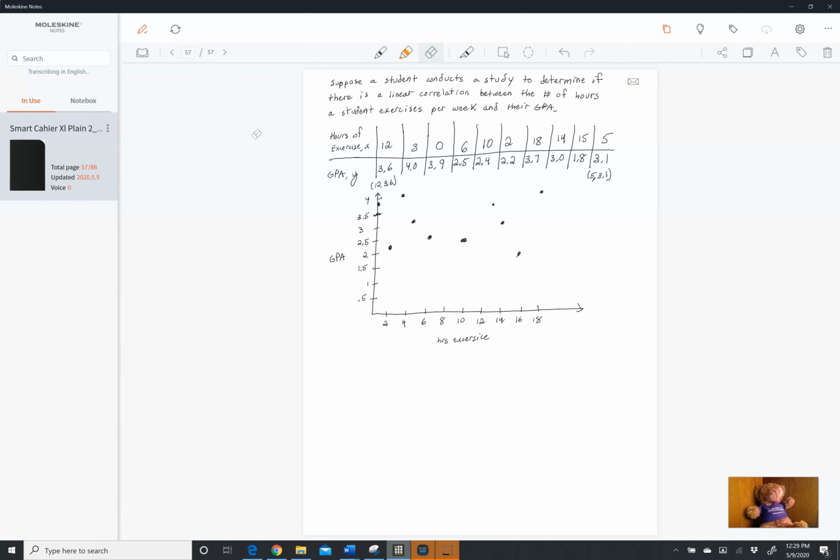And we could see here, there is no correlation. This does not look like a line with a negative slope. It doesn't look like a line with a positive slope. It doesn't even look like it might be some other shape. This looks like no correlation.